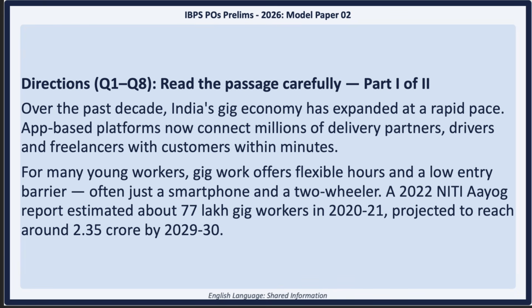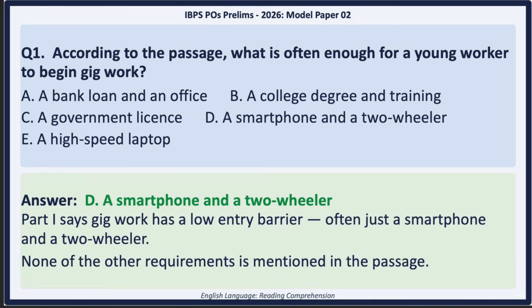The core concept here is explicit fact retrieval. It asks, what is often enough for a young worker to begin gig work? My brain immediately thinks, well, you probably need a bank account, maybe a clean driving record. And those sound highly logical. But the analytical progression here demands strict textual adherence. The correct choice is D, a smartphone and a two-wheeler. Because it's right there in the text. Exactly. The passage explicitly states those are often the only requirements. It neutralizes distractors like bank loans or degrees. If it's not in the ink on the page, it simply does not exist for the sake of the test. That is ruthless, but it makes total sense.